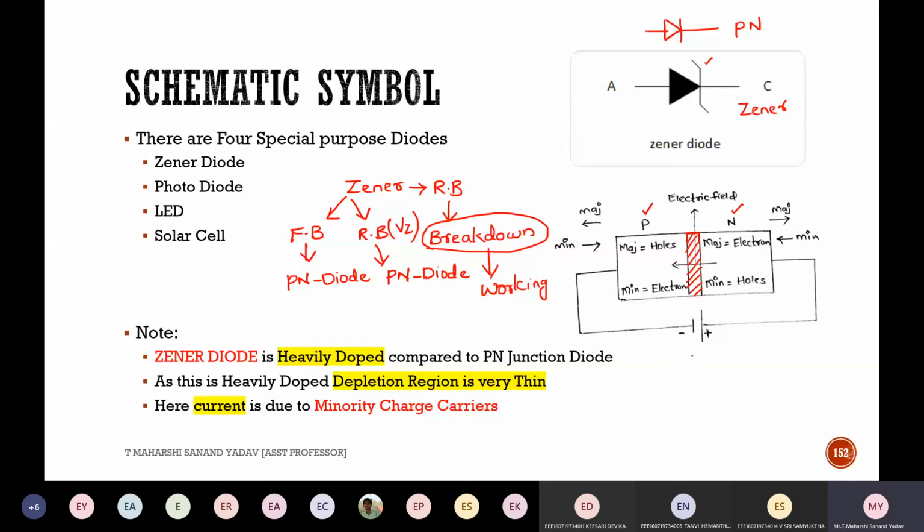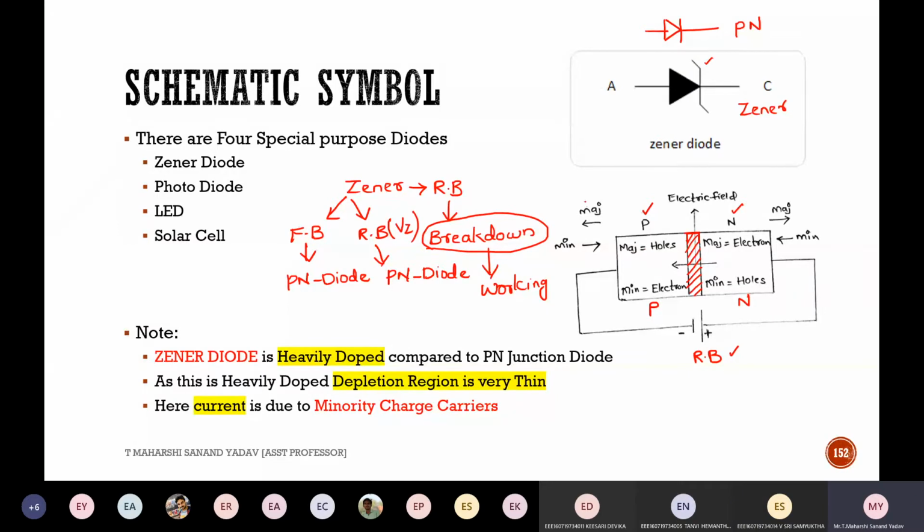So here, what is happening? It is operating under the reverse bias case, right? Here, the P-type is connected to the negative terminal and the N-type is connected to the positive terminal. Is it forward bias or reverse bias? Reverse bias. Now, what will happen to the majority and minority carriers?